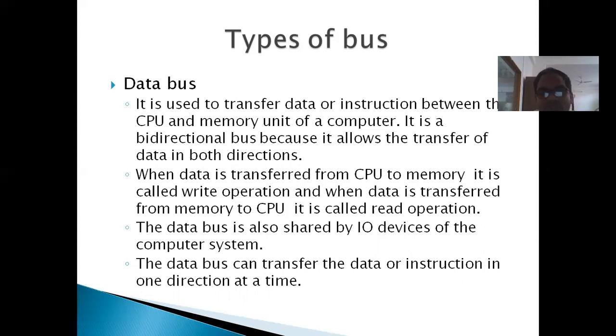There are 2 types of operations: read operations and write operations. When the data is transferred from CPU to memory, it is called write operation. We are writing to the memory. And when data is transferred from memory to CPU, it is called a read operation. We are reading this. Data bus is also shared by I/O devices of the computer system. The data bus can transfer the data or instruction in one direction at a time.